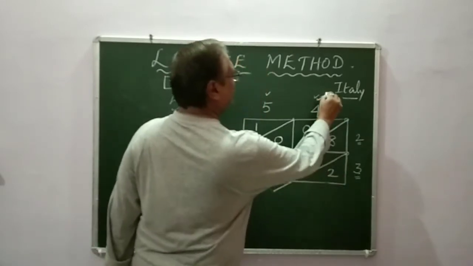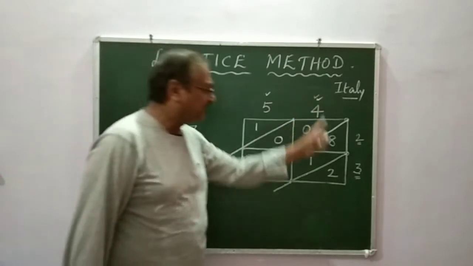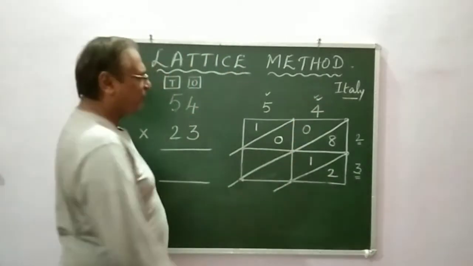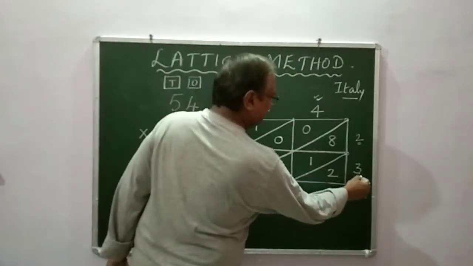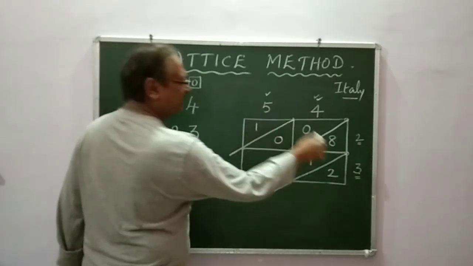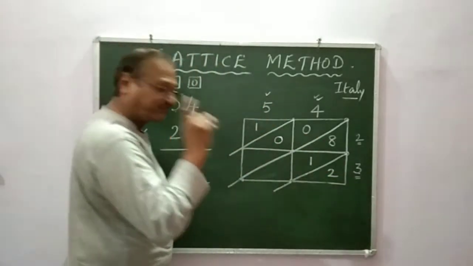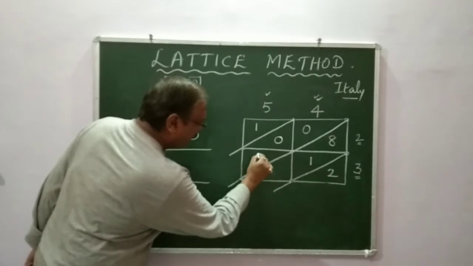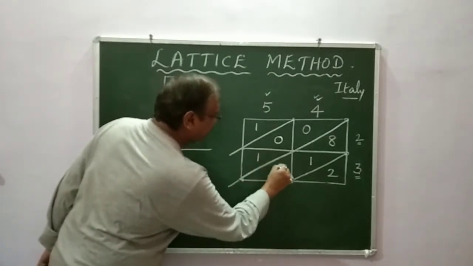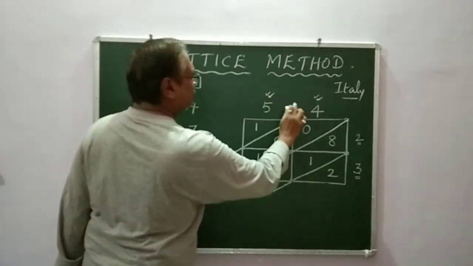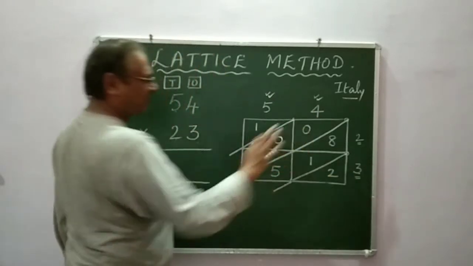I'll put another tick because I multiplied with the second digit. Now I have to multiply 3 with 5. 3 5s are 15. Look at the box here: 1 and 5, and put another tick. That means I have multiplied all of that.